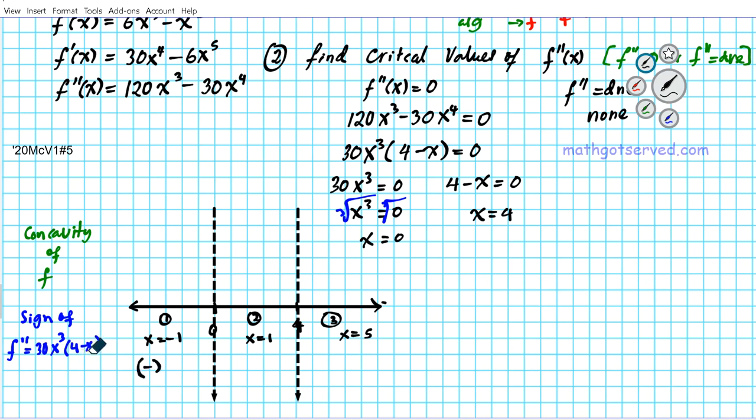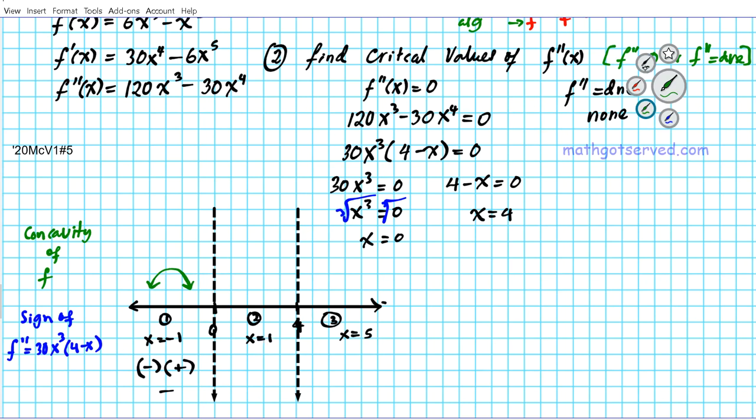And when I put in negative here, 4 minus -1 is positive. Notice I didn't do the work. I just figured out the sign, okay? Because time is of the essence here. Minus times plus is minus. That tells us that f is going to be concave down on this interval because f double prime is negative.